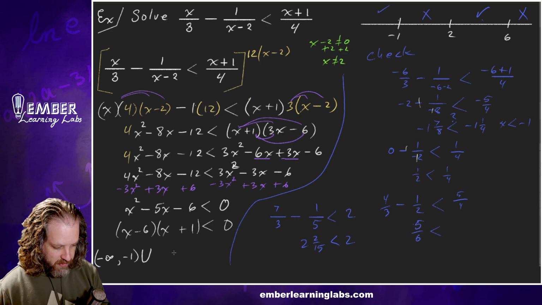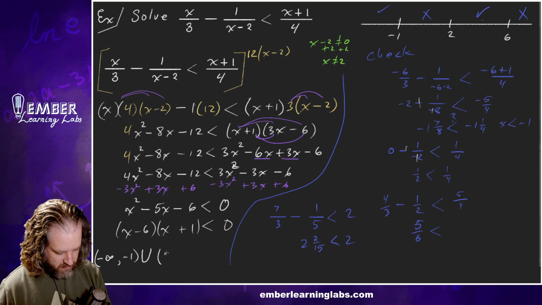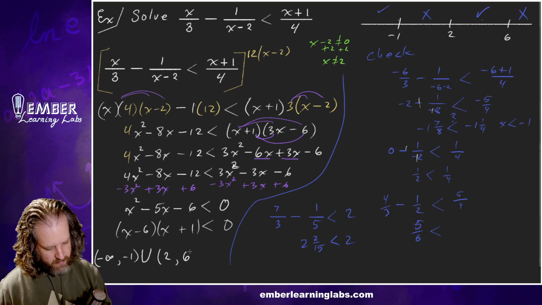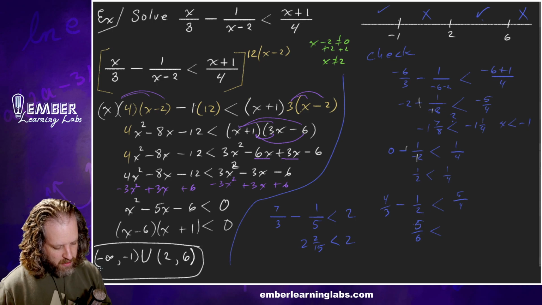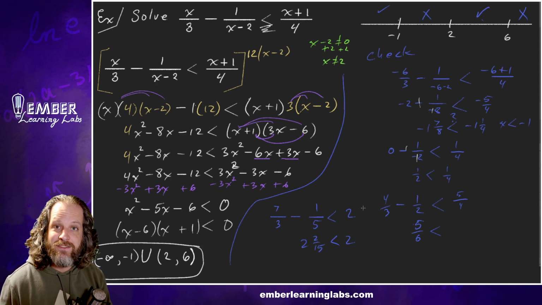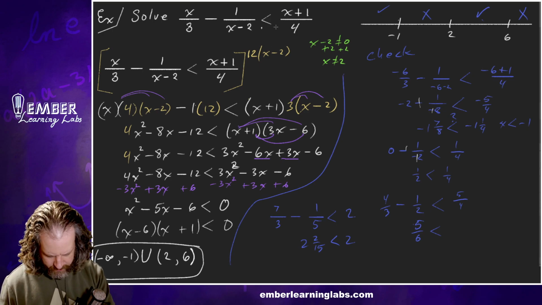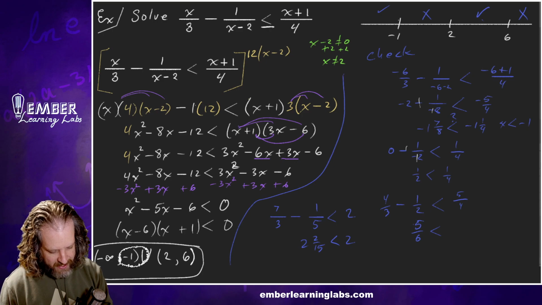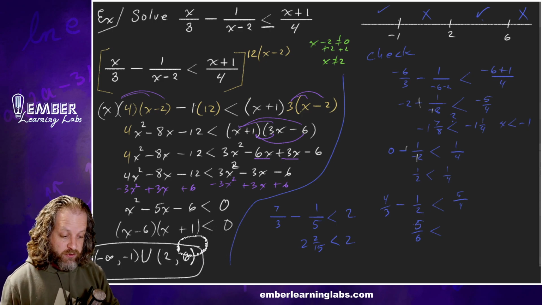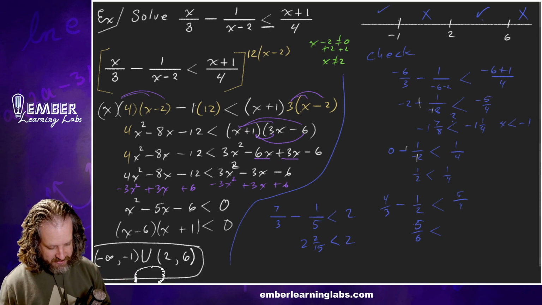And or union 2 to 6. 2 to 6. And it's not including any of them. Because this is not equals there. So we definitely wouldn't want to include the 2. And if this was this, then this one right here and this one right here would be square brackets, because we would in fact include the -1 and the 6. But we still wouldn't include the 2 because that one messes everything up.